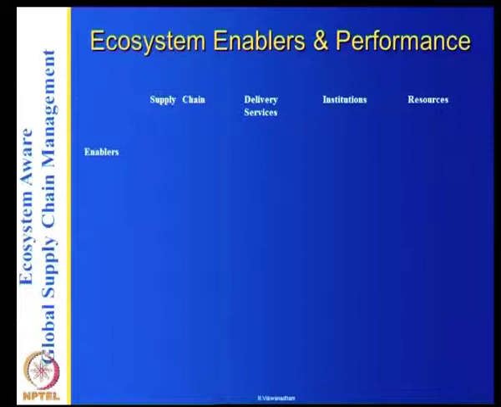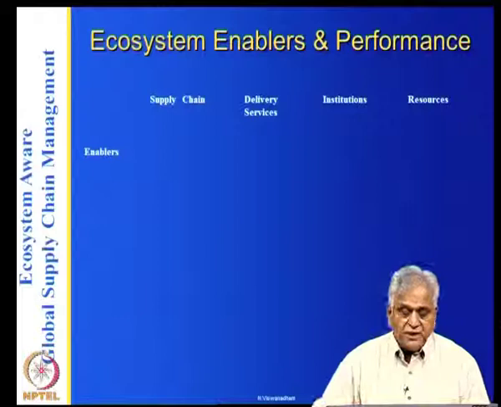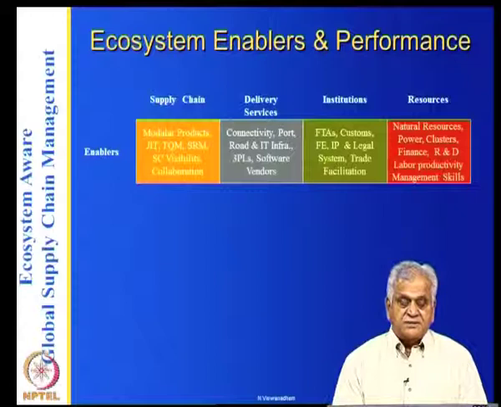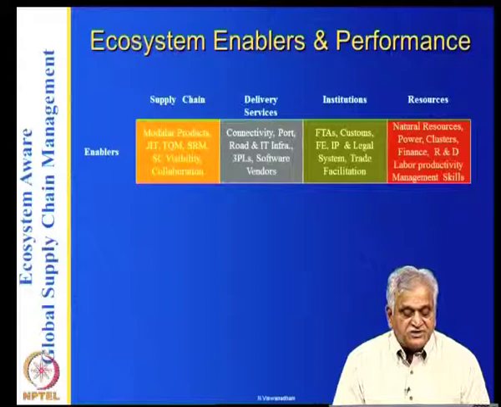So here I have an example of the so-called enablers. In other words, I have the supply chain, delivery services, institutions and resources. These are the four elements of my supply chain ecosystem. Now, what are the enablers? I am talking of a general or generic supply chain: modular products, just in time, total quality management, supplier relations management, supply chain visibility, and collaboration.